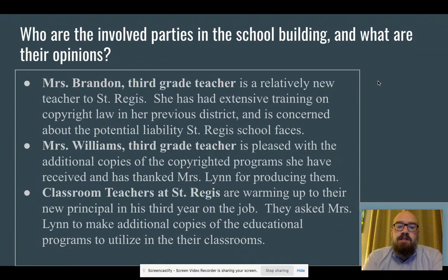So then we also want to look at the classroom teachers in the building. And first, we want to look at Mrs. Brandon. Mrs. Brandon is relatively new to St. Regis, and she is the educator who is aware of copyright law due to her experiences in her previous district. She's concerned about the potential liability that the school faces. Mrs. Williams is the other third grade teacher, and she's happy to have the additional copies of the programs. And she has thanked Mrs. Lynn for producing them.